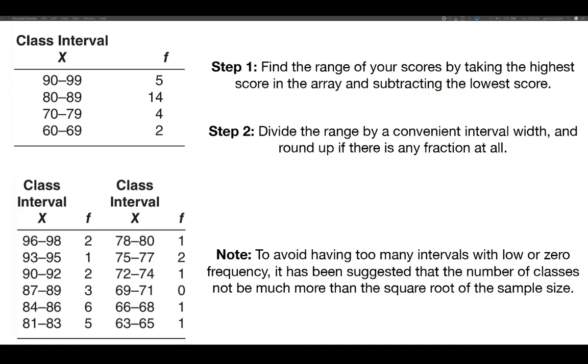It would also have been reasonable to start with 64 to 66 as the lowest interval, because then the upper limit is 66, and 66 could also be a multiple of the interval width. Now, choosing the limits of the lowest interval is a matter of convenience, and a judgment can be made after seeing the alternatives.